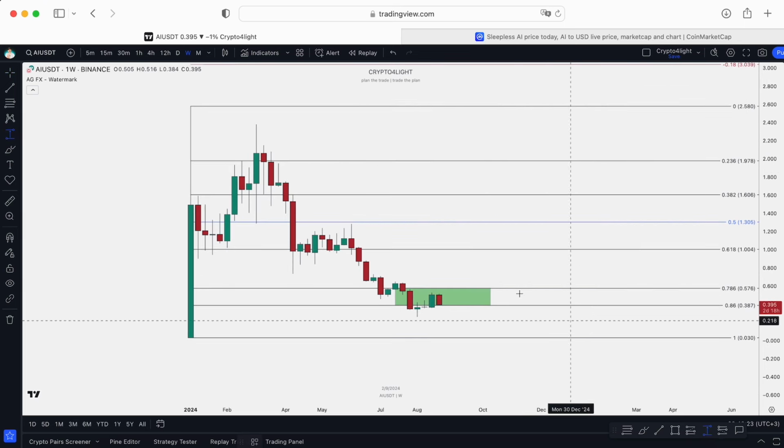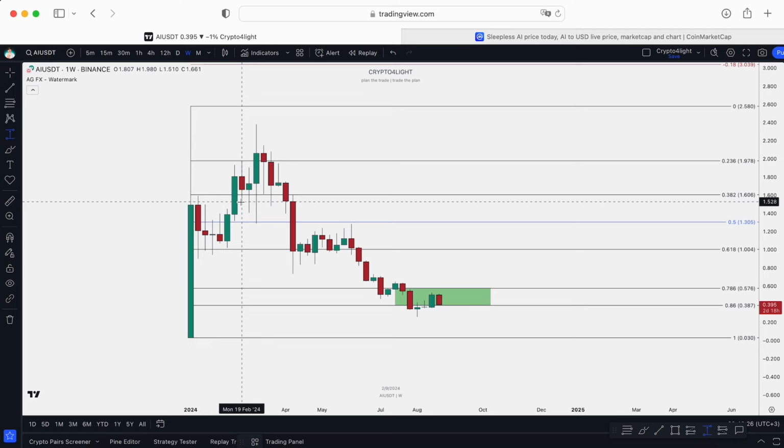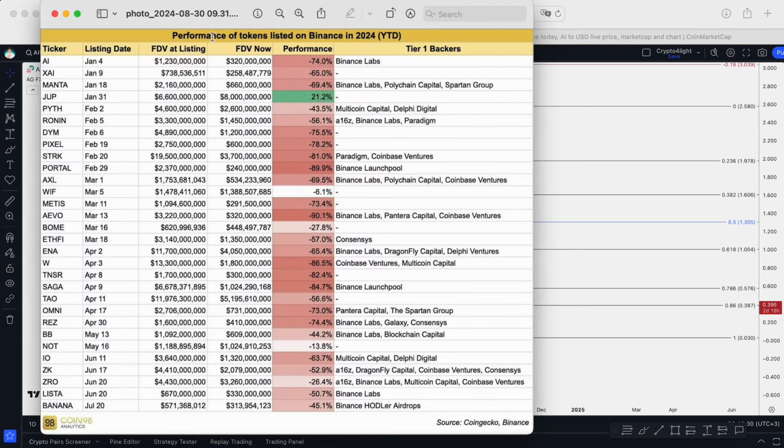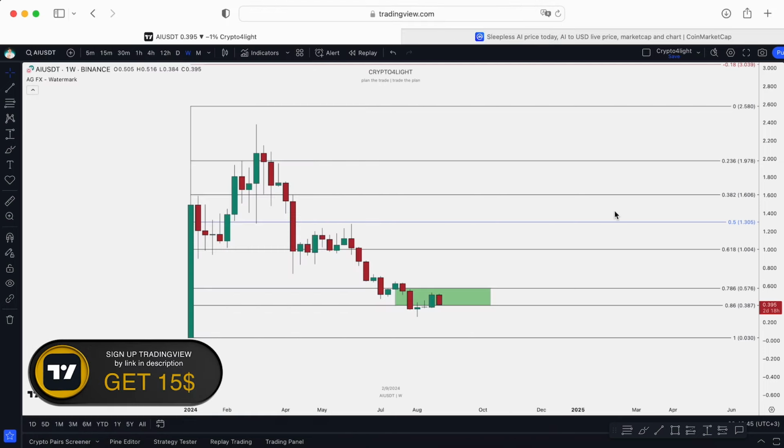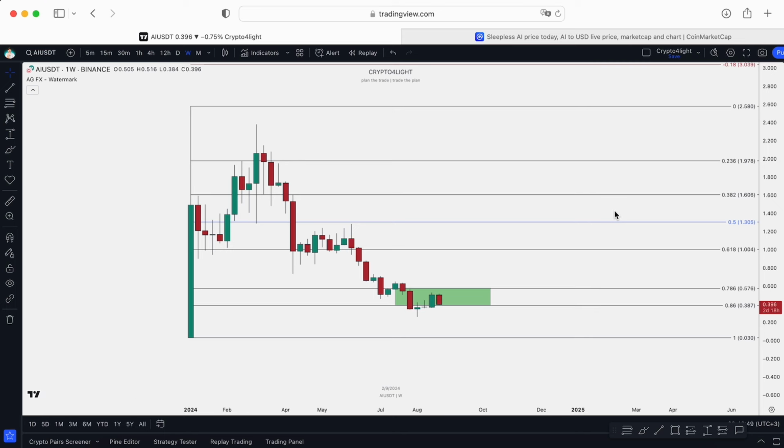So congrats to everyone who watched all those videos. I made a post also: here's the performance of tokens listed on Binance in 2024. So this is the whole list, how they perform after listing. About all of those tokens I made a video, and I guess 90% of them came into the okay zone to buy or the bad zone to buy. So I hope you watch all those videos and save a lot of time and money, because the majority all the time made the same mistake.